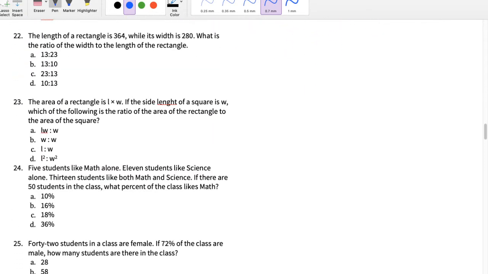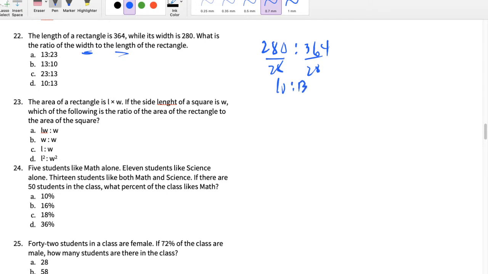Number 22. The length of a rectangle is 364, while its width is 280. What is the ratio of the width to length? Okay? So, ang width natin is 280. Ang length natin is 364. Okay? These two are divisible by 28. Yun yung greatest common factor nila. So, if we divide both by 28, we should get 10 is to 13.